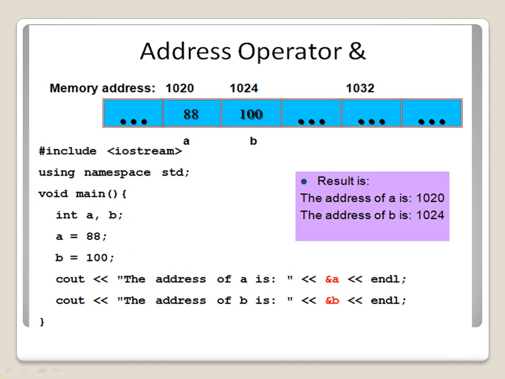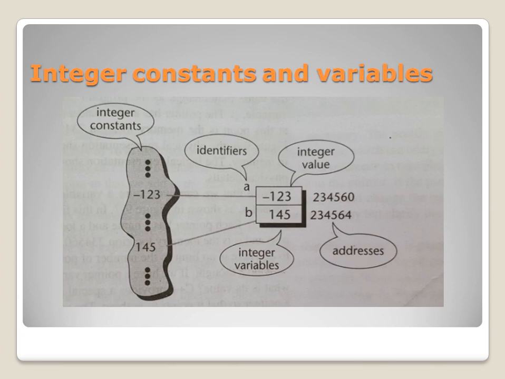Okay, so if I want to print the addresses of these two, I can print it directly with ampersand A and ampersand B. So the result would be where these variables are stored. So it's the memory location 1020 and 1024.